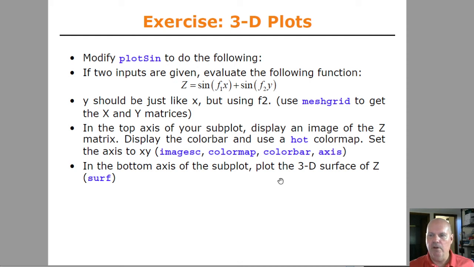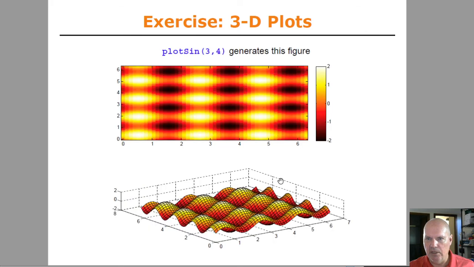I'm going to skip through this. If you want to take some time to play around with this, the slides are online. So if you want to pull up the slide to see what code does that, I'm going to skip this. But this is the resulting figure you should get with plotsine 3,4, showing the image of the surface in the top subplot, and then showing this surface using a surf command in the bottom.